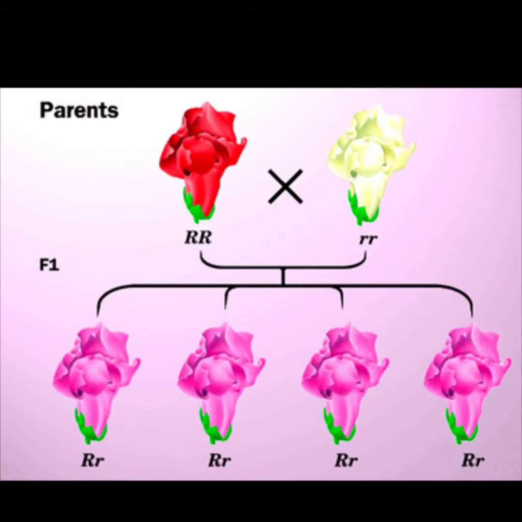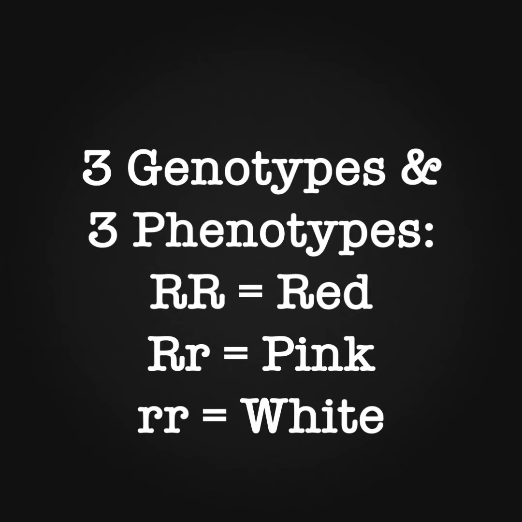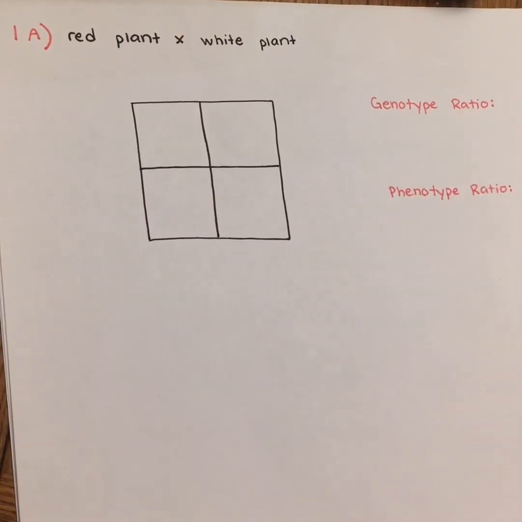Incomplete dominance still uses the same three genotypes that we saw in traditional Mendelian inheritance: big R big R, big R little r, and little r little r. The difference is, compared to traditional Mendelian inheritance, which had two phenotypes, the dominant and the recessive, intermediate inheritance has three phenotypes: big R big R for red, big R little r, or heterozygous, for pink, and little r little r, the homozygous, for white. Let's try an example together.